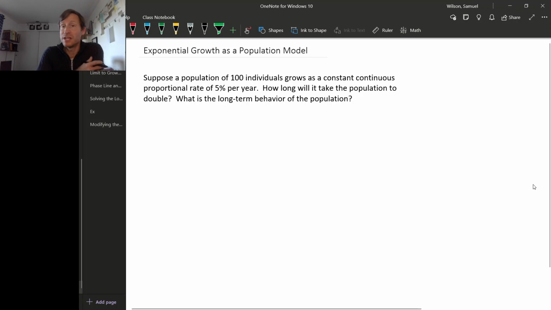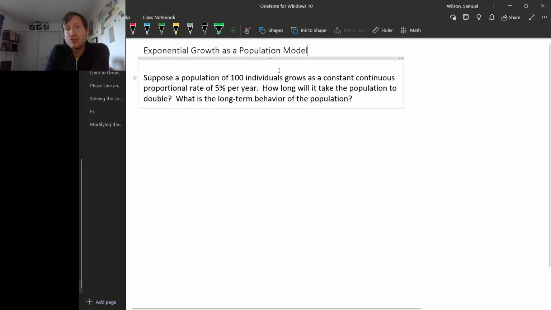Suppose we have a population that grows at a constant continuous proportional rate, say 5%, and suppose that we start with 100 individuals. We can ask questions about the future behavior of this population, questions like how long will it take for this population to double, and what's the long-term behavior of the population.